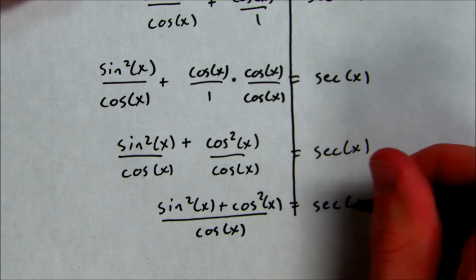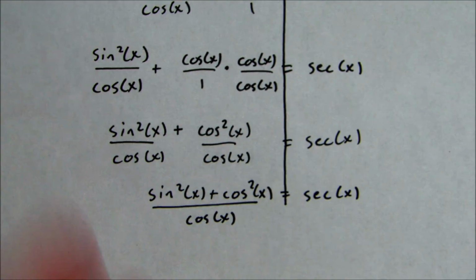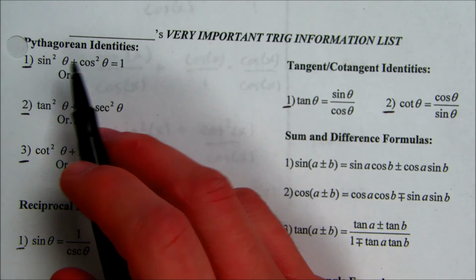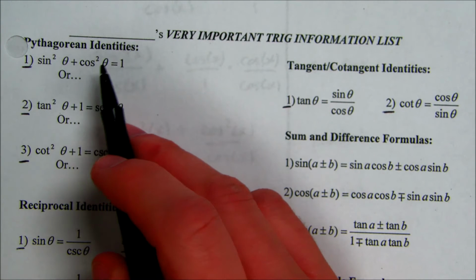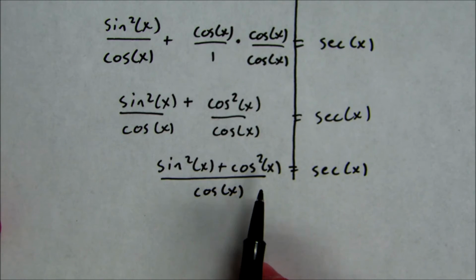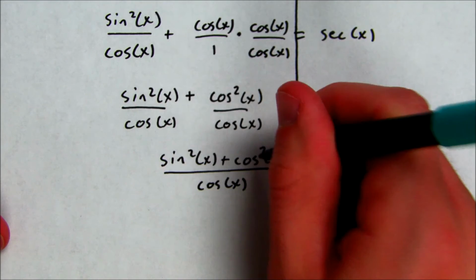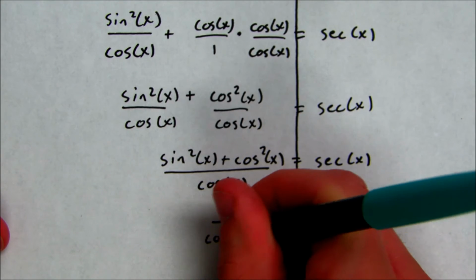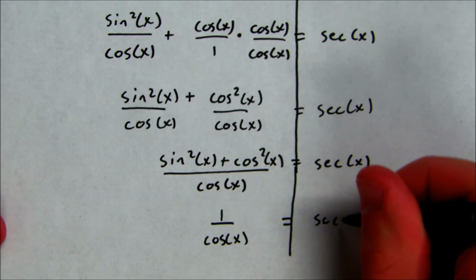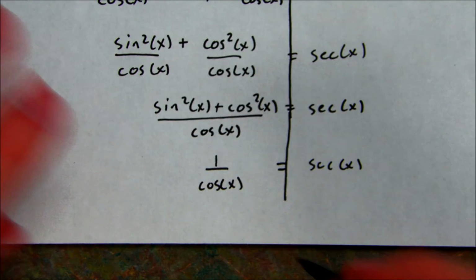Now, you could be thinking, we just made things way more complicated than they originally were. Well, that's not completely true. If we look at our trig identities, this is one of those identities I suggest memorizing. It's called the Pythagorean identity. Sine squared theta plus cosine squared theta equals 1. Well, I have sine squared x plus cosine squared x. Using that identity, this top is 1. Even though it looks a little bit more complicated, it simplifies nicely. Now, like before, 1 over cosine, we know that is secant.